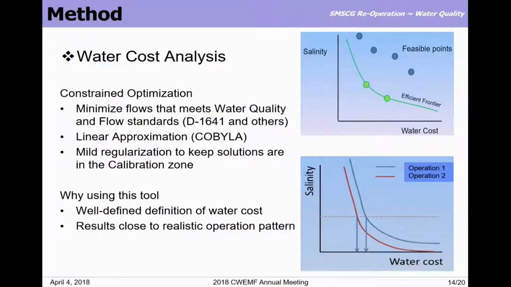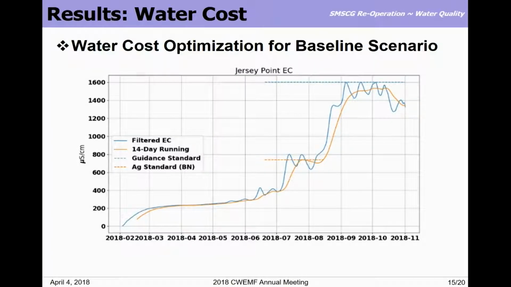Okay, I'm a bit short on time, so I'll just show the results quickly. This is what happens after this optimization analysis. This is the real forecasting, and there are two curve lines here. One is the 14-day running average, the green-orange one. You see it touched the D-1641 standard but did not break it. And the blue one is the filtered EC, which is used as the surrogate for the daily average, the guidance standard requirement for Contra Costa. You see it also touched the standard but not too far beyond.